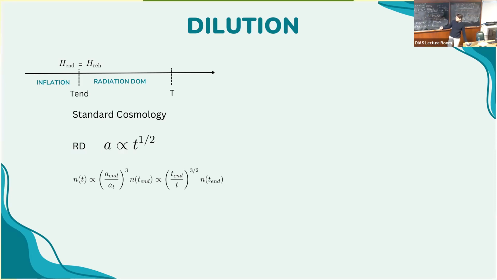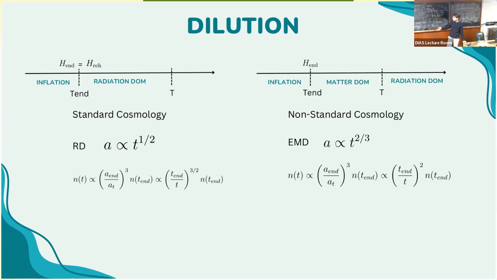And this would be in the standard cosmology. If we have an early matter-dominated epoch, let's say that the matter-dominated epoch ends at this time t. During this time the scale factor goes like t^(2/3), and so this is what the number density would look like at some late time t.